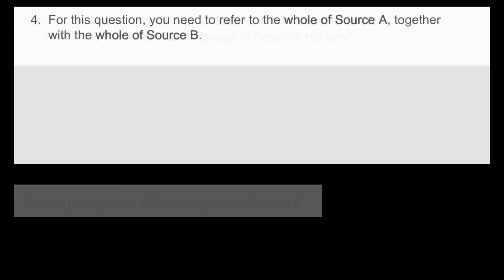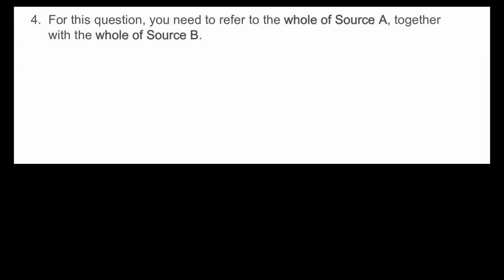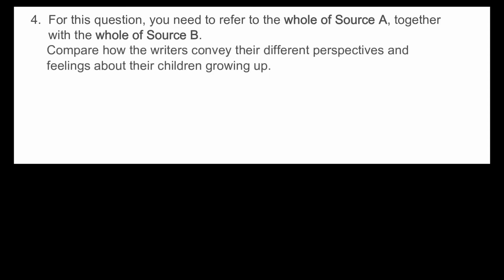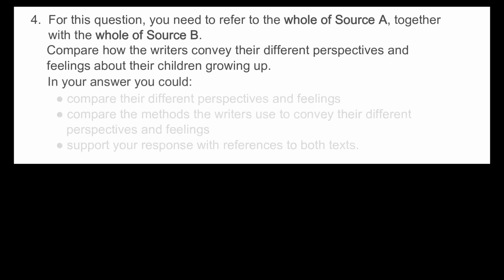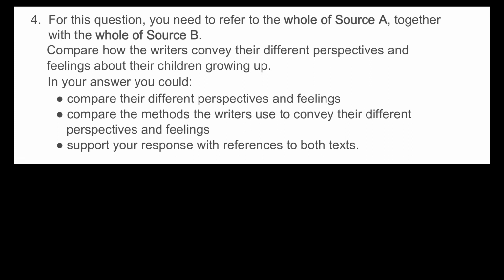Now on to question 4. For this question, you need to refer to the whole of source A together with the whole of source B. Compare how the writers convey their different perspectives and feelings about their children growing up. In your answer, you could compare their different perspectives and feelings. Compare the methods the writers use to convey their different perspectives and feelings. Support your response with references to both texts.